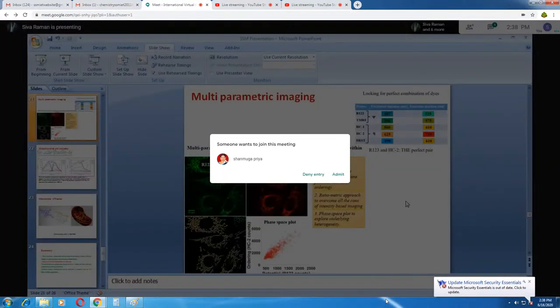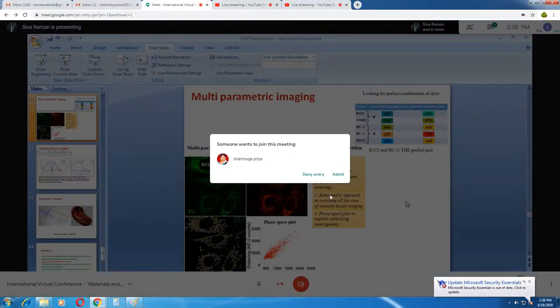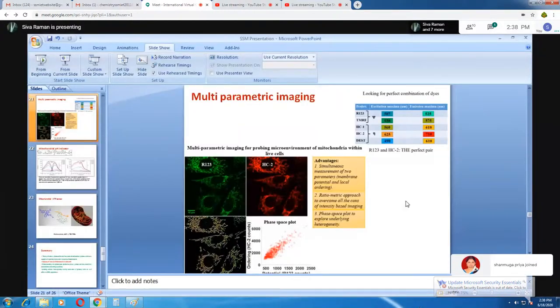The ratiometric approach means that with two different dyes at two different wavelengths, we overcome all the problems to study the two parameters, membrane potential as well as the local ordering. It is nothing but intensity-based sensing and imaging, and a phase space plot to explore the heterogeneity of the mitochondria inside the cells.